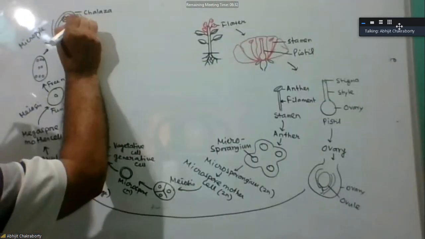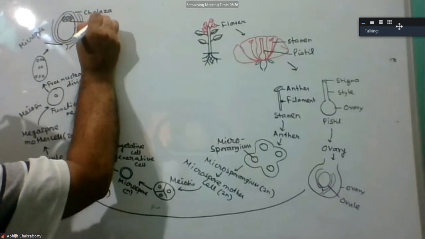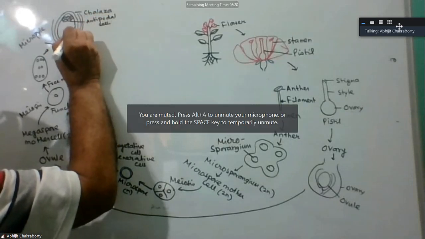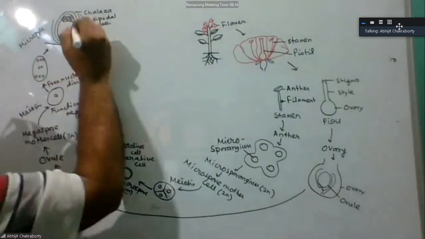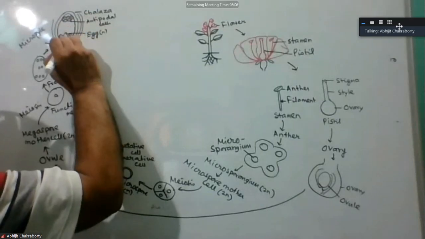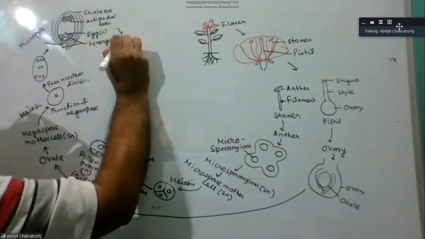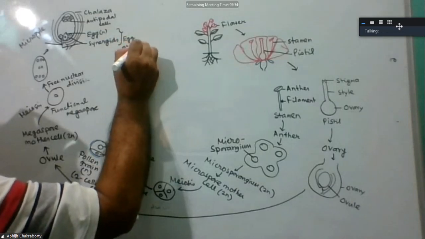These three cells are called antipodal cells. Three cells form at the micropyle also. That means these nuclei are bounded by membrane, these nuclei are also bounded by membrane. So here the middle one is called the egg, and these two side cells are called synergids, together called the egg apparatus. Clear?